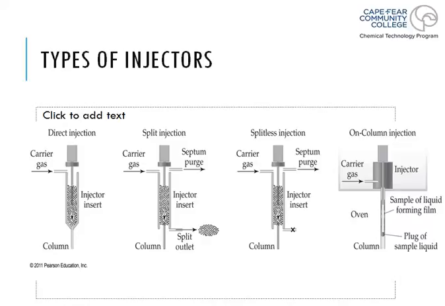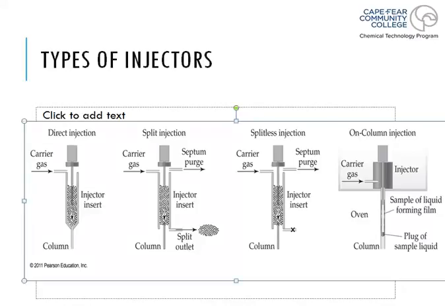Over next is my split injection. The split injection is made for capillary columns. So this is the big change for it. Carrier gas still comes in. It mixes with the sample. And I see a lot of my sample leave the injector port. And a very tiny fraction gets injected onto the capillary column.